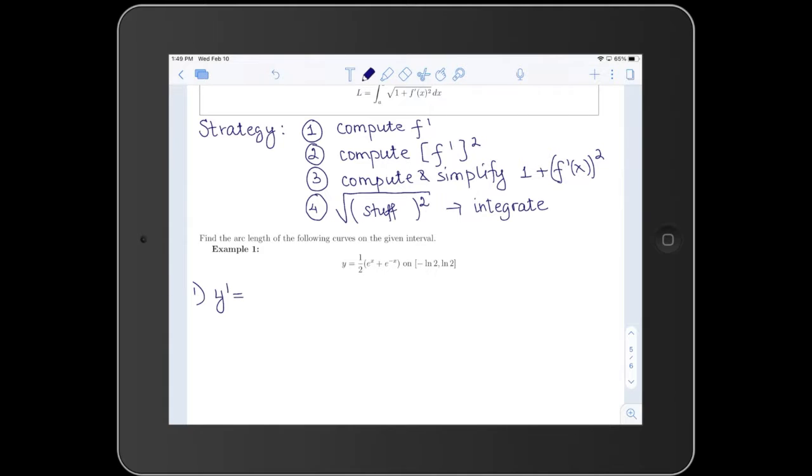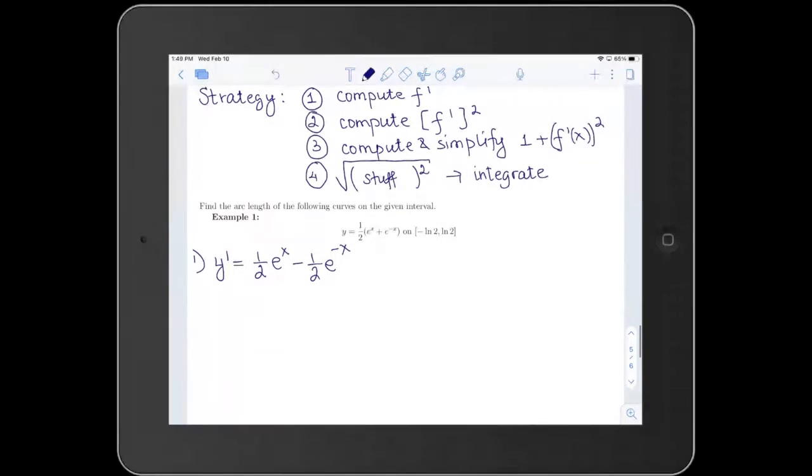So that would be 1/2 e to the x, and then what do we have here? E to the negative x. The derivative of that would be negative 1/2 e to the negative x. That is my y prime. Now I'm going to carefully square this.